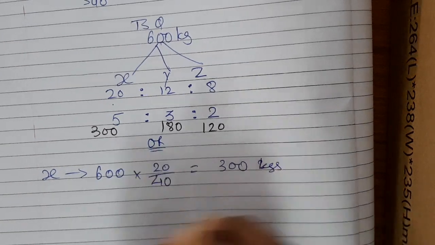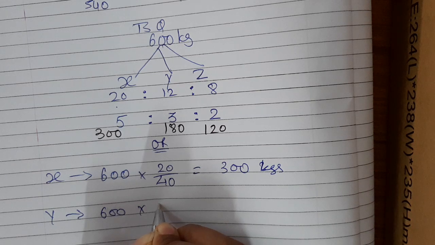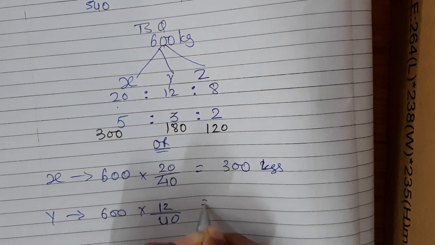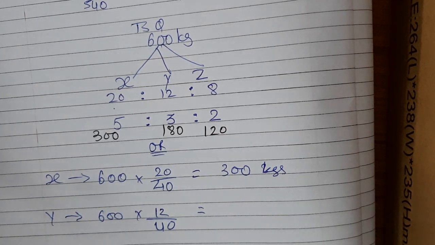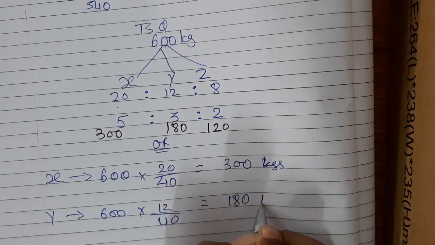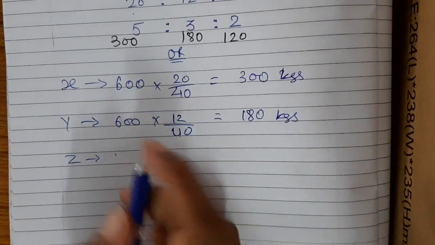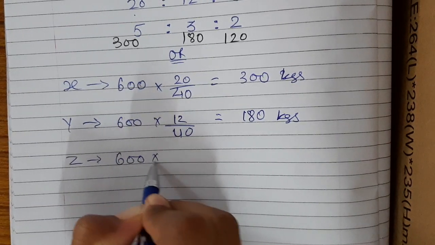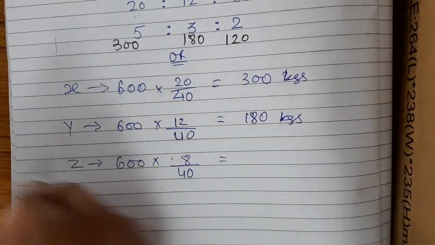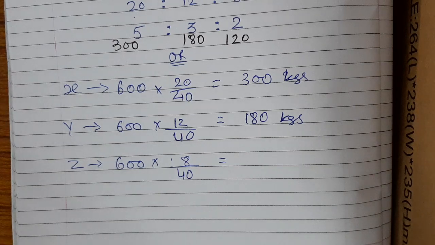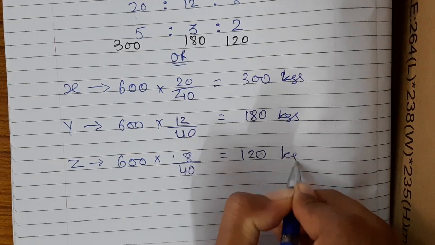300 kilograms for X. For Y, 600 into 12 divided by 40, that would be same as above, 180 kilograms. For Z, 600 into 8 by 40, that is 120 kilograms.